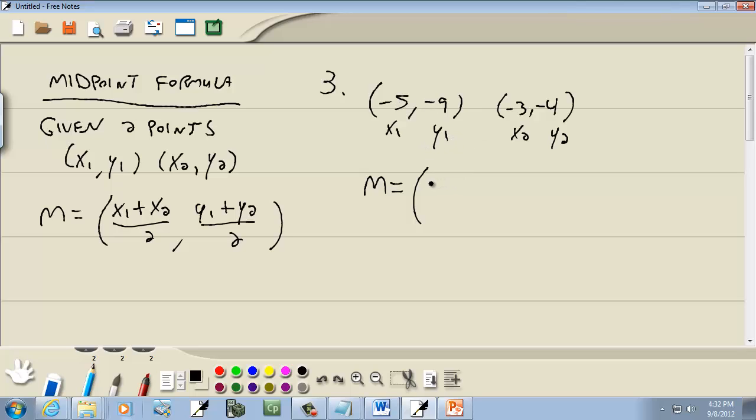So we're going to add together the x parts. So we've got -5 minus 3 over 2. And we'll add together the y parts. We've got -9 minus 4 over 2. Well, -5 minus 3 is -8, so we've got -8 halves. -9 minus 4 is -13, so we've got -13 halves.